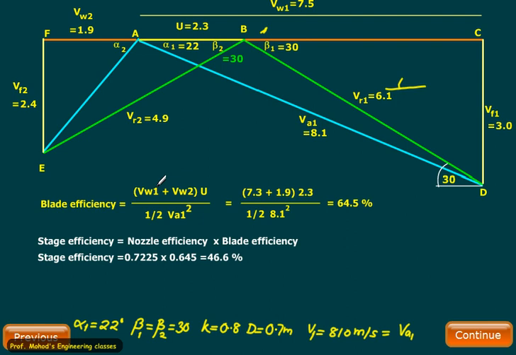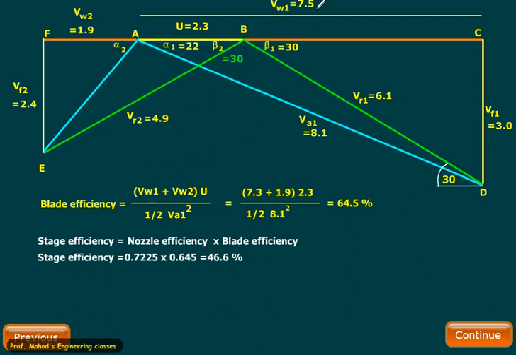Finally, we can calculate the blade efficiency, which is given by VW1 plus VW2 multiplied by U, divided by half of VA1 squared. All these values we will keep in centimeters. So VW1 is 7.5, VW2 is 1.9, VA1 is 8.1, and U is 2.3. So you get a blade efficiency equal to 64.5%. We know that the stage efficiency is the product of nozzle efficiency and blade efficiency. So we can compute the stage efficiency by substituting the nozzle efficiency that we already calculated, 0.7225, and blade efficiency 0.645. The total value comes out to be 46.6%.